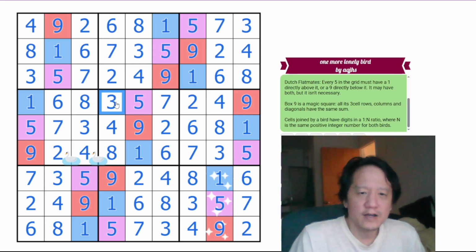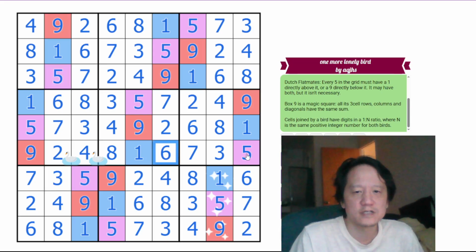Box 3, we have a 5. Box 5 is already there. Box 7, 5. Box 4, 5. Box 9, 5. Box 2, 5. Box 8, 5. Box 1, 5. Box 6, 5.